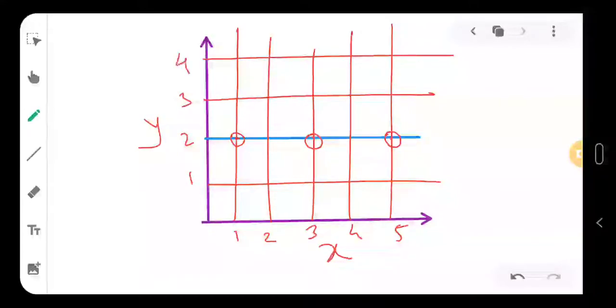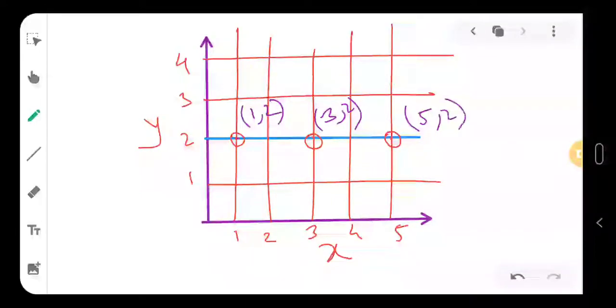So what is the coordinate of these points? Let us write. So the first point here, this one, the coordinate is I have to go 1 step in x, 2 step in y. So the coordinate will be 1, 2. The next one I have to go 3 step x, 2 step y. So this is 3, 2, and similarly this will be 5, 2.